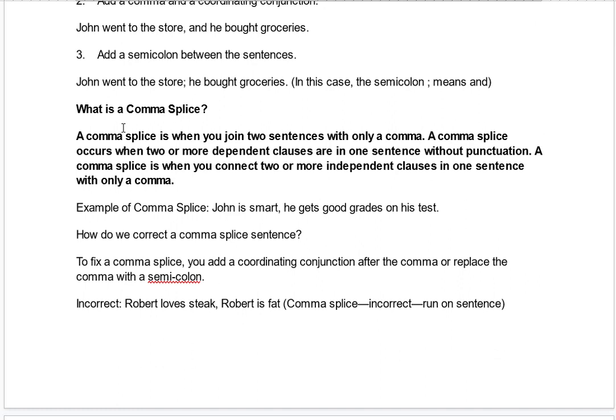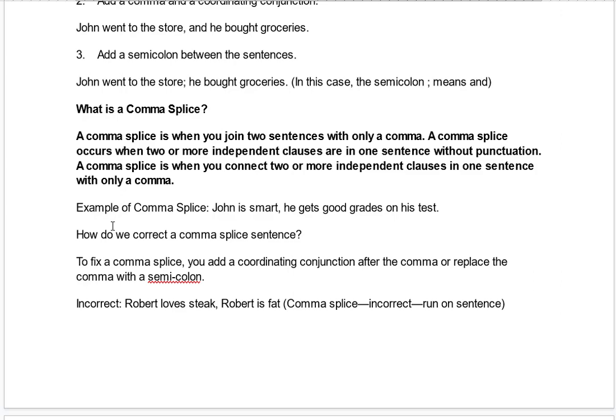But what exactly is a comma splice? A comma splice is when you join two sentences with only a comma. Actually, it's when two or more independent clauses are in one sentence without proper punctuation. A comma splice is when you connect two or more independent clauses in one sentence with only a comma. I just said that several times.